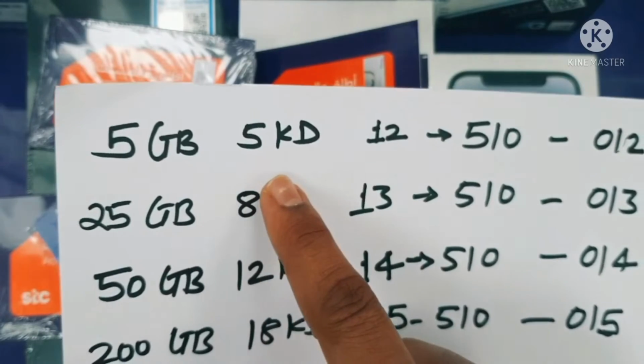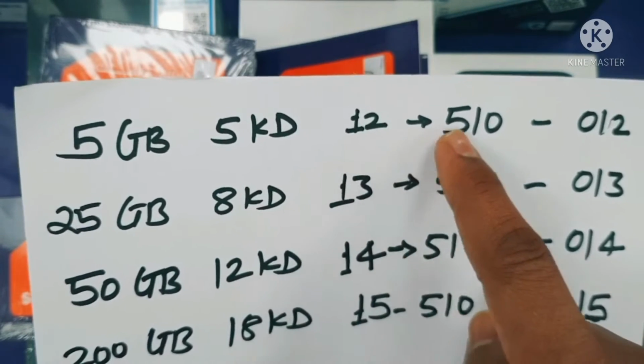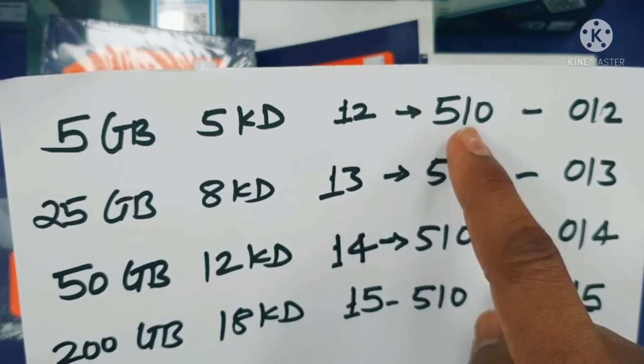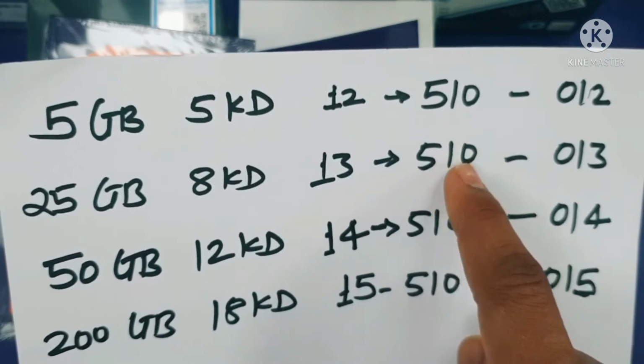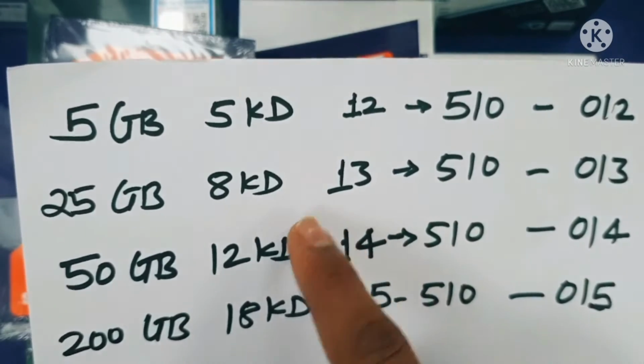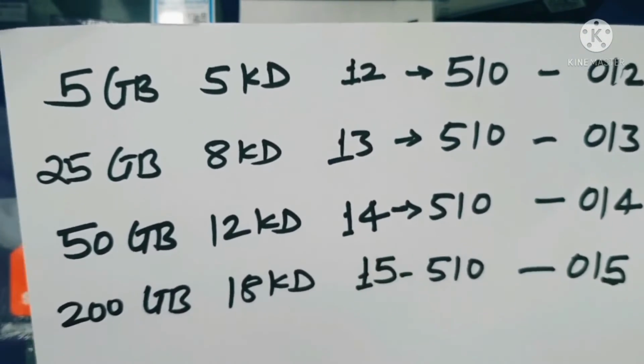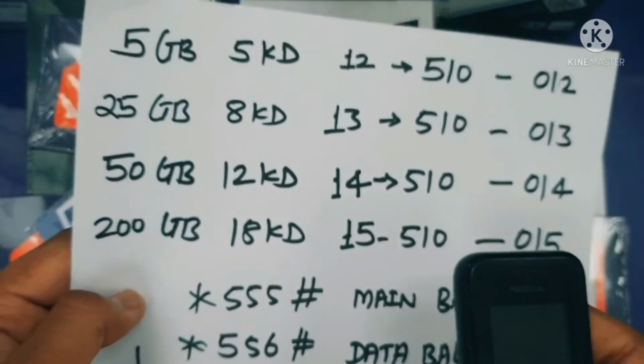So if you want the 5GB plan, you have to send 12 to 510. They will send an activation message to your phone, and you have a 5GB plan, and then you can dial star 556 pound to check your data balance. Okay, see, I'm going to show you.